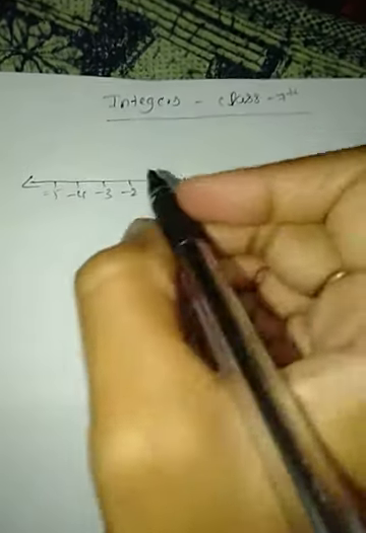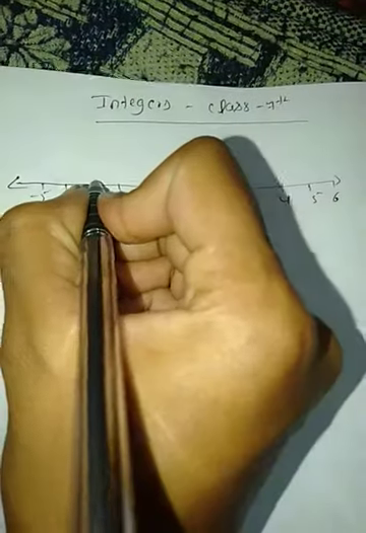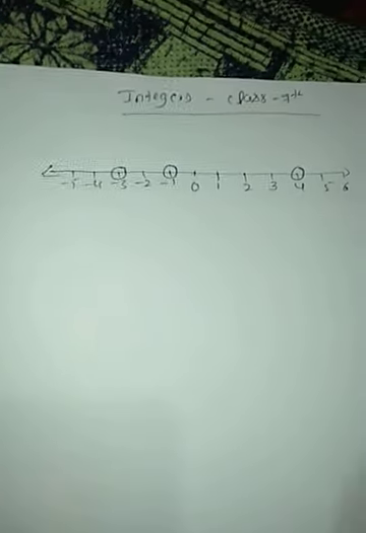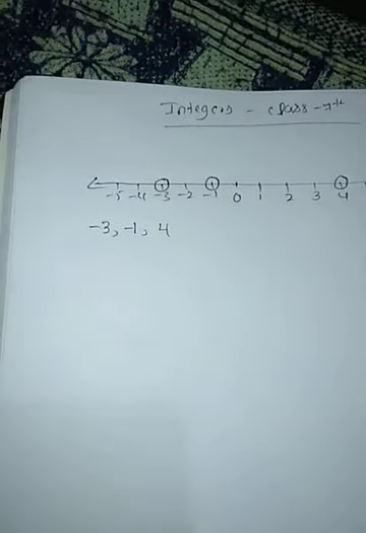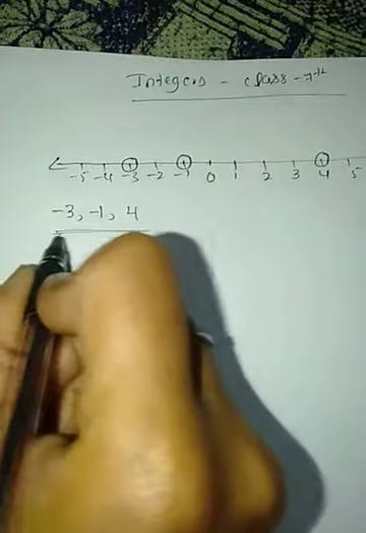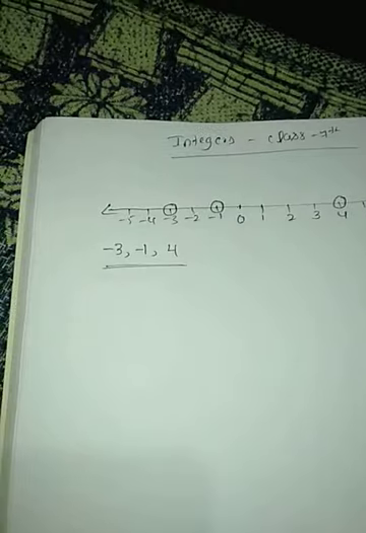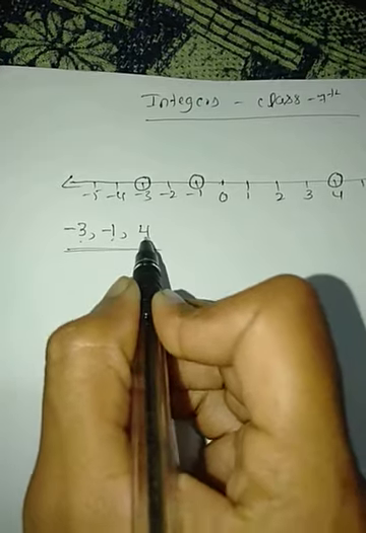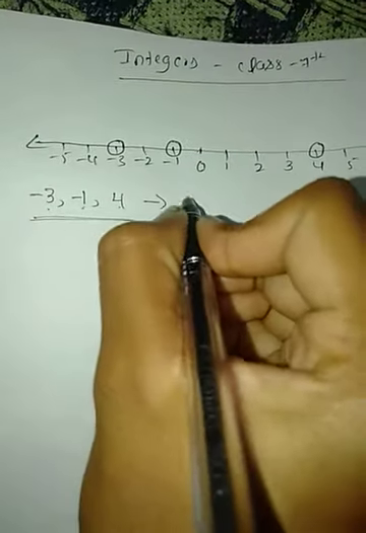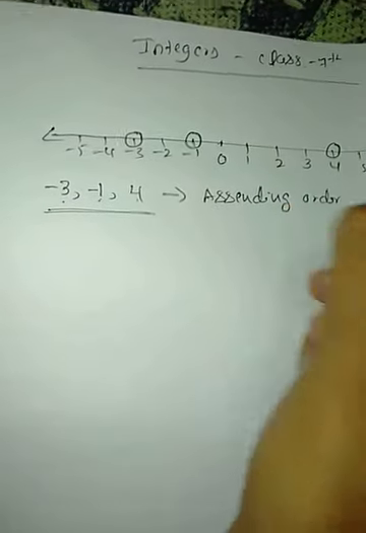Here I'll choose any three numbers. The first one is -3, -1, 4. See this order. This is in ascending order. Ascending order means smaller to bigger number. So here -3 is smaller than -1, -1 is smaller than 4. So this is in ascending order. Remember, this is ascending order.